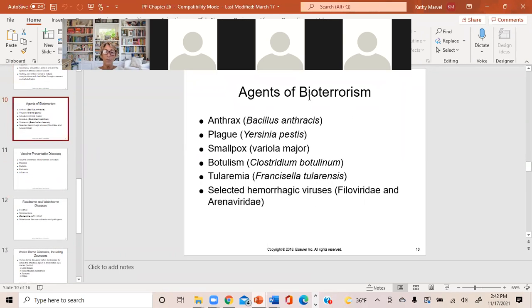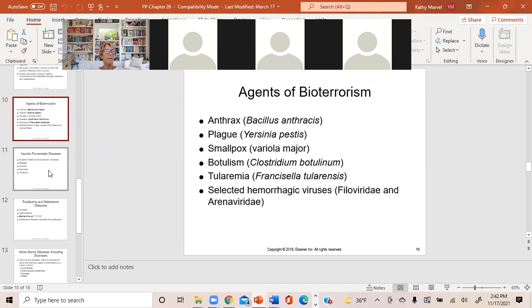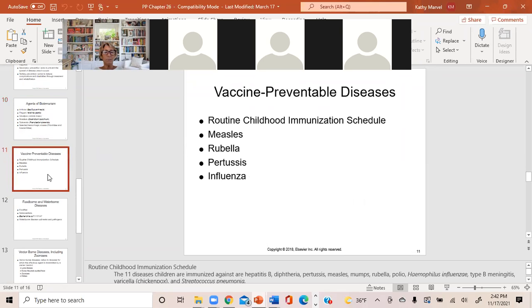Right? Here are some agents of bioterrorism. You can look at that list. I saw something this morning too. Did you guys see that story that some vials of smallpox were found outside a lab in Philadelphia? Did you see that? I kind of was like, huh?